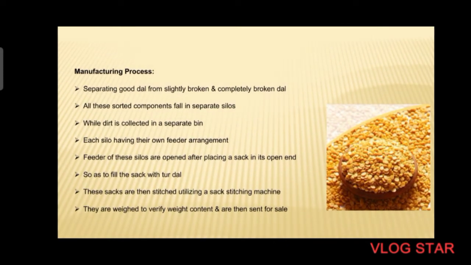Separating good dal from slightly broken and completely broken dal, all these stored components fall in separate silos, while dirt is collected in a separate bin, each silo having their own feeder arrangement. Feeders of these silos are opened after placing a sack in its open end, so as to fill the sack with dal. These sacks are then stitched utilizing a sack stitching machine. They are weighed to verify weight content and are then sent for sale.